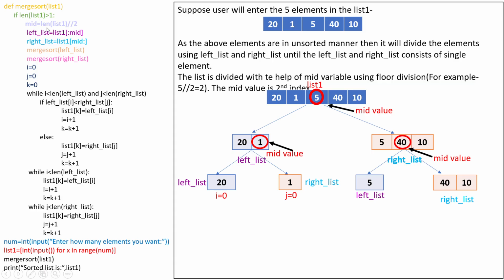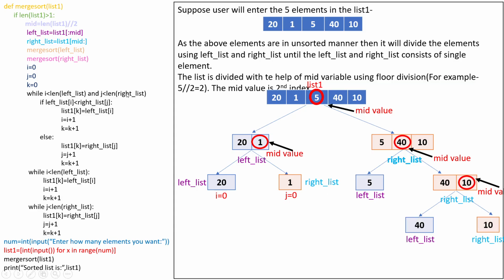Mid equal to length of right list mod 2. The length of the right list is 2. 2 mod 2, it becomes 1. So over here my mid value will be at the first position. 2 mod 2, it becomes 1, so at the first position I will have the mid value. So how do we divide this into 2 halves, the left list and the right list?